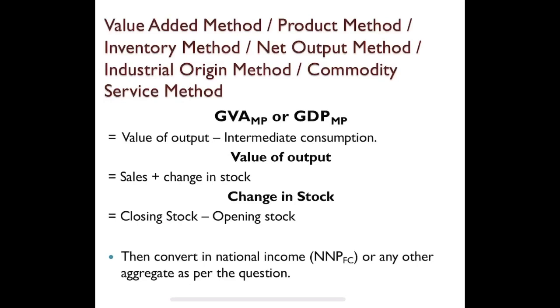Opening stock talks about the initial stock of the year, which was the closing stock last year. So last year's closing becomes this year's opening, so I need to subtract this to reach to this year's production only, right? That is why closing stock and opening stock and change in stock is really important to understand. You need to subtract and reach to this year's production. Then you can easily convert it to NNPFC. Conversion is already shown in the previous video, you can please see there.